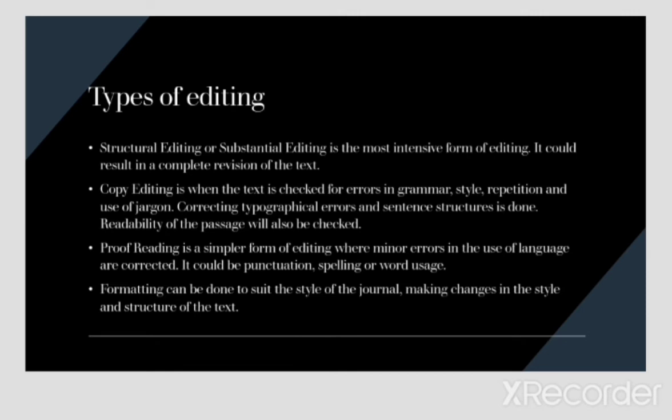Second one is copy editing. Copy editing is when the text is checked for errors in grammar, style, repetition, use of jargon. What do you mean by jargon? Jargon means technical words. There will be medical jargon, terms associated with a particular profession and all. So copy editing is when the text is checked for errors, particularly in grammar, style, repetition, and jargon.